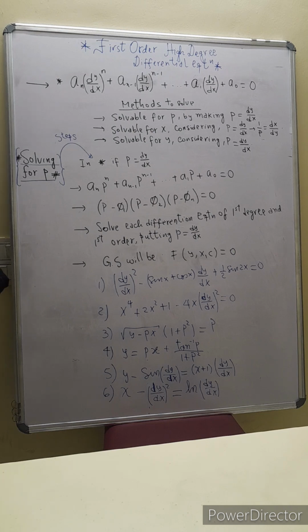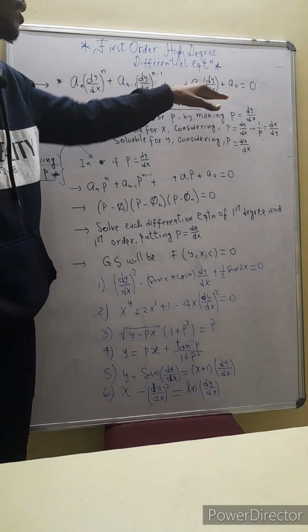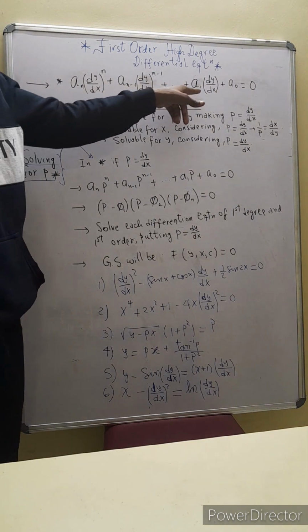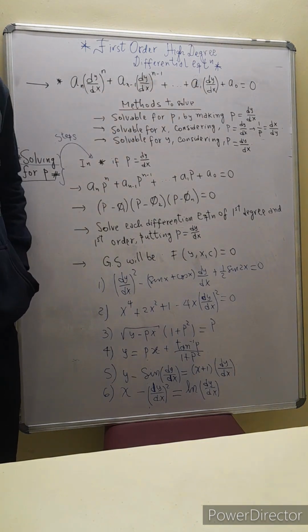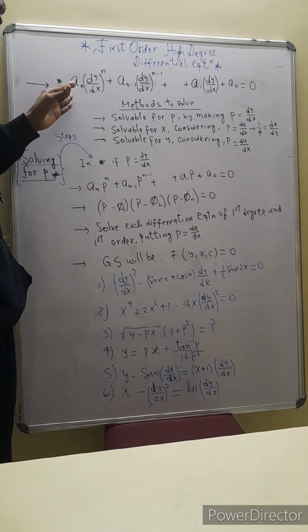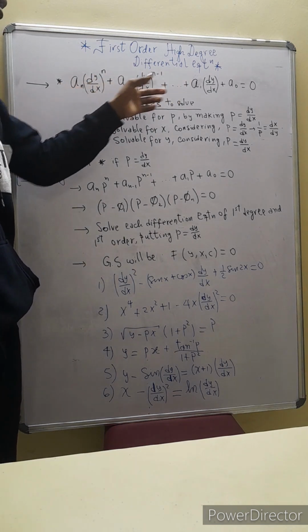Okay, then let's jump. If you can see this one, these a's stand for nothing more than our coefficients. These are constant coefficients.